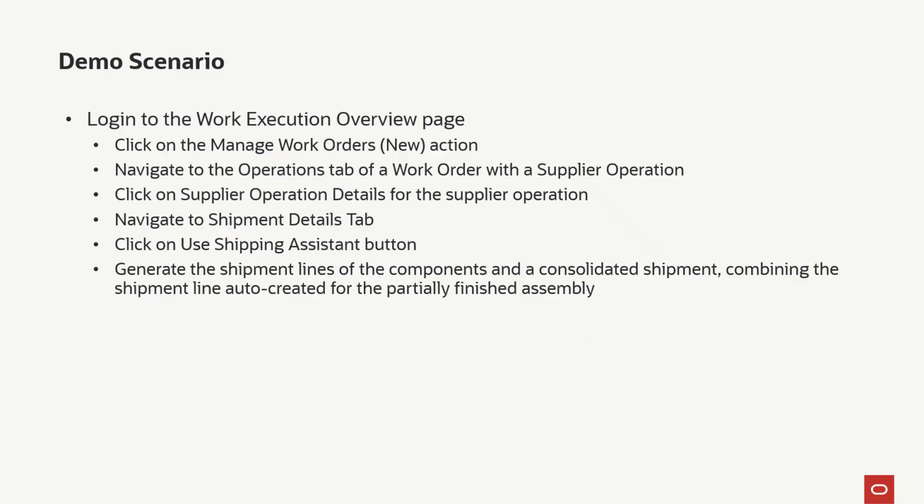Now let's walk through a short demo of this feature where we will see how the agent is used to create shipment lines and shipments in outside processing. First, we will log into the Work Execution Overview page. Next, we will click on the Manage Work Orders action. We will search for a work order with a supplier operation and navigate to the Operations tab. Next, we will navigate to the Supplier Operation Details page for the supplier operation. We will navigate to Shipment Details tab. We will then click on the Use Shipping Assistant button.